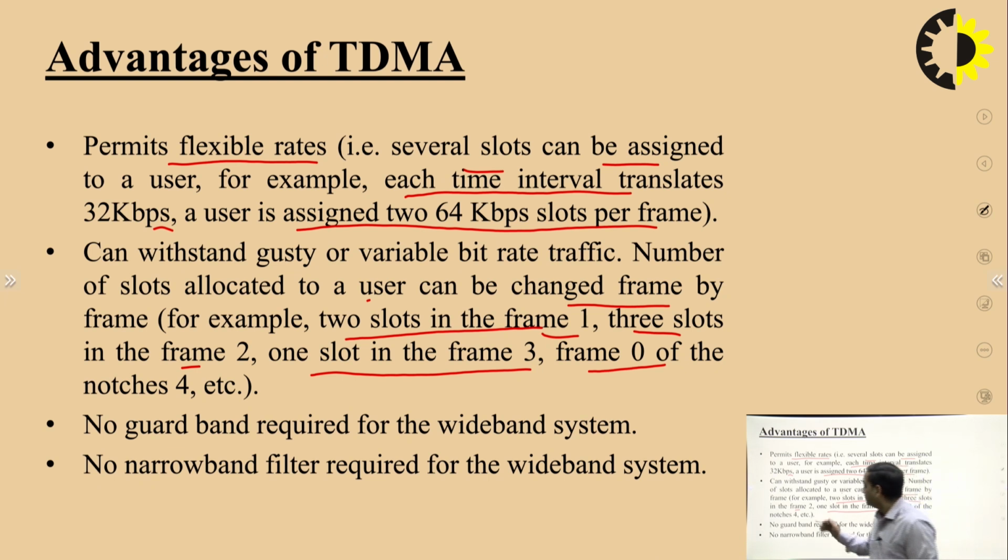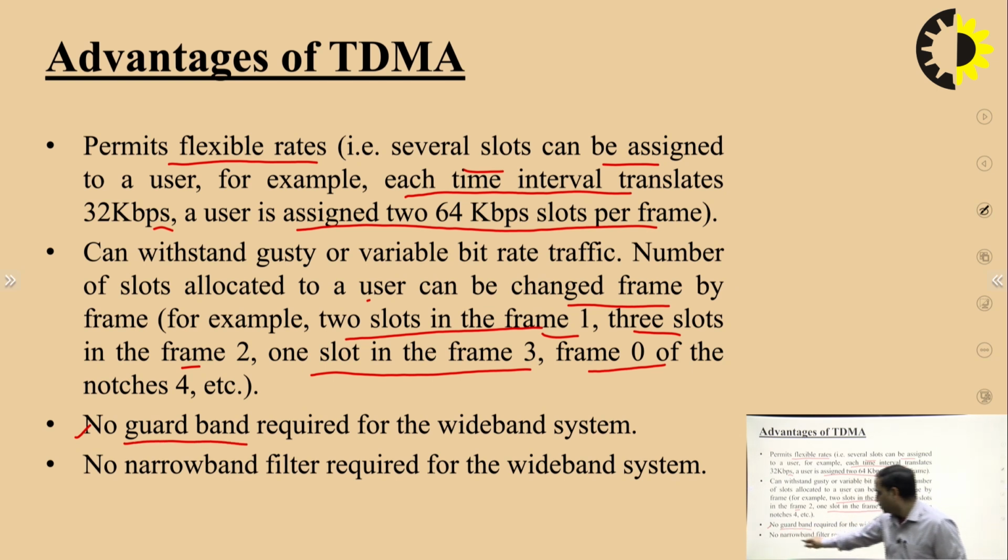The next advantage is that no guard band is required for the wideband system. In the FDMA system, a guard band is required, which was the disadvantage, because it was taking some part of the frequency band. We have a very limited frequency band, so we have to utilize it very efficiently. In FDMA, when we impose guard bands, there is a wastage of capacity. But the benefit in the TDMA system is that no guard band is required.